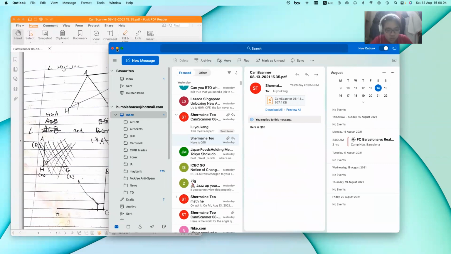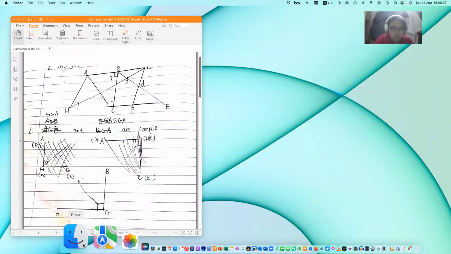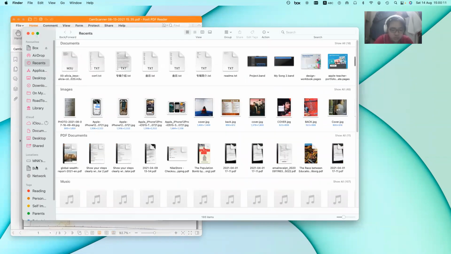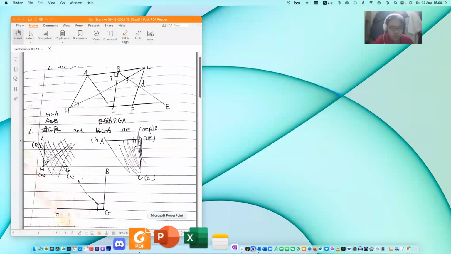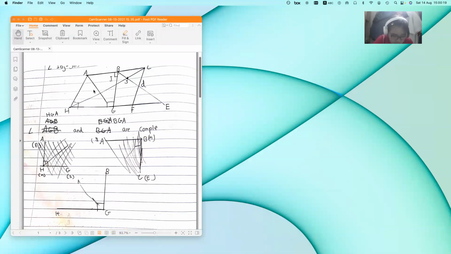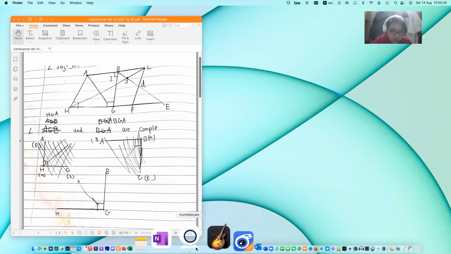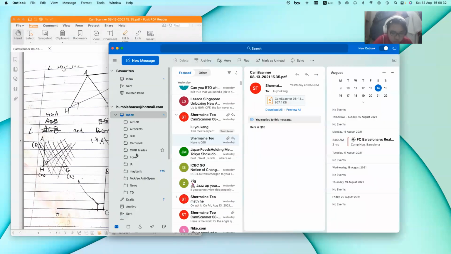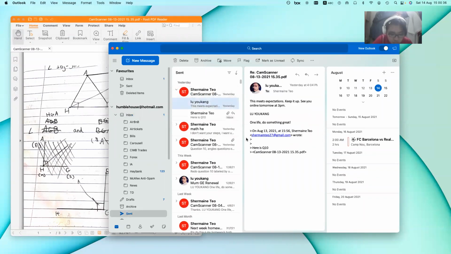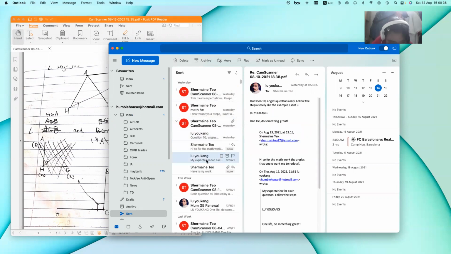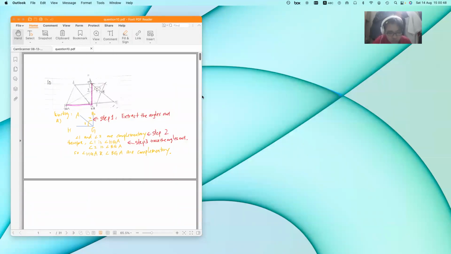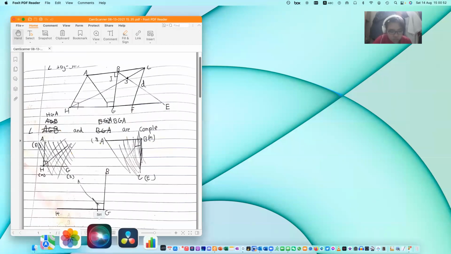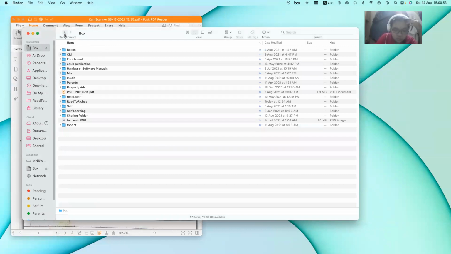Can you see my screen? Okay. Let me also bring up the question, because the figure you draw here doesn't look good at all, so I want to follow the correct one. Okay, this is also not good. Let me go to sharing.